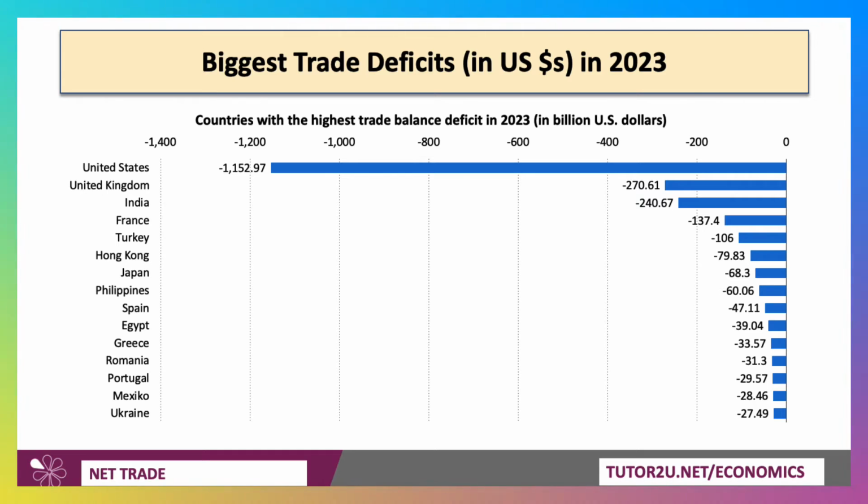These are the countries running the biggest trade deficits, and the United States is far and away, in terms of dollars at least, with a trade deficit of $1.15 trillion in 2023. The UK came second, and India came third with a $240 billion deficit. Other examples include countries like Turkey, Japan, Spain, Greece, and Mexico.